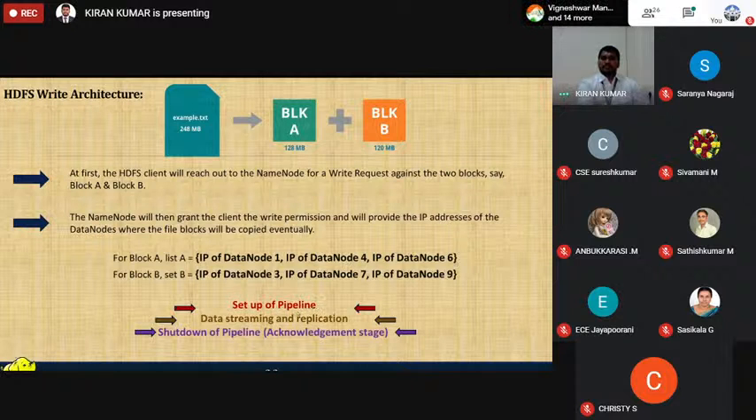Once the pipeline is set up, the second step is data streaming and replication. The meaning of data streaming and replication is that I'm going to take the data along with me, stream the data, and have the replication in the architecture. Once you have successfully completed the first 2 steps, the last step is acknowledgement. All the data nodes where the copy is stored will acknowledge back to the client, and the same information will reach the name node also. So let us see all these 3 steps in detail with an architecture diagram.